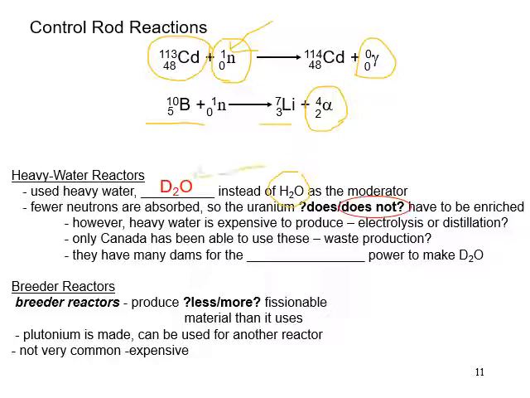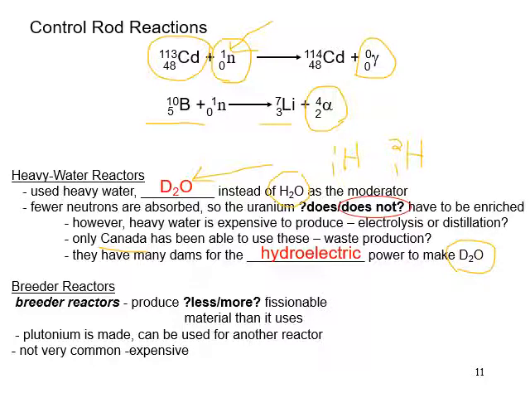But see, this is very expensive and difficult to produce, because remember, hydrogen isotope 1,1 is 99.99% of available hydrogen. Deuterium, it's out there, and it's the hydrogen isotope 2,1, but it's really hard to create, and it takes a lot of energy. That's why Canada has been able to use these, because they have many dams for the hydroelectric power to make D2O. I'm not even sure how they make D2O.